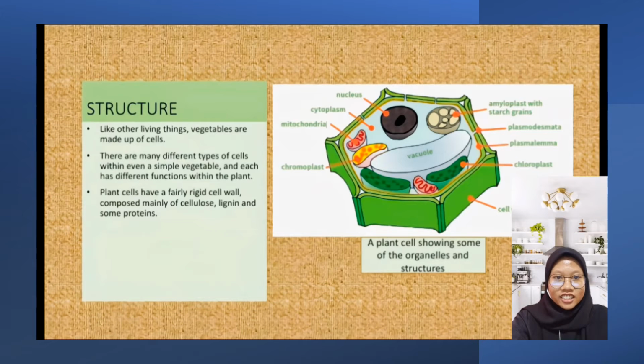After that, structure. Like other living things, vegetables are made out of cells. There are many different types of cells within even a simple vegetable, and each has different functions within the plant. Plant cells have a fairly rigid cell wall, composed mainly of cellulose, lignin, and some proteins. As you can see, the picture shows a plant cell with some of its organelles and structure.